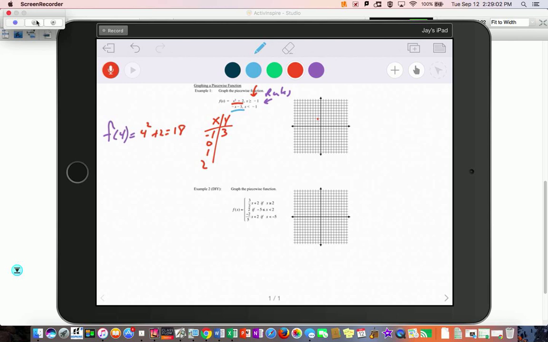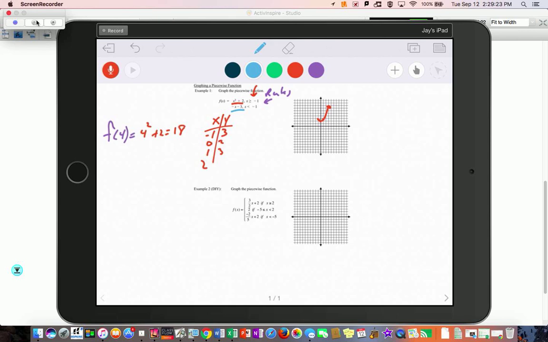Then the next one is a 0. So put in 0 squared, I get a 2. So when x is 0, I get 2. And when I put in 1 again, 1 squared is 1 plus 2 is 3. So I go 1 to the right and up 3. Now I know this is a parabola because of the x squared, so I can go ahead and draw the right-hand side of the parabola.